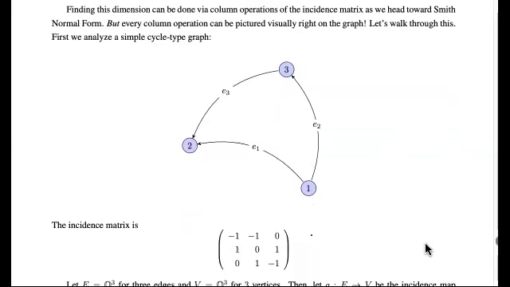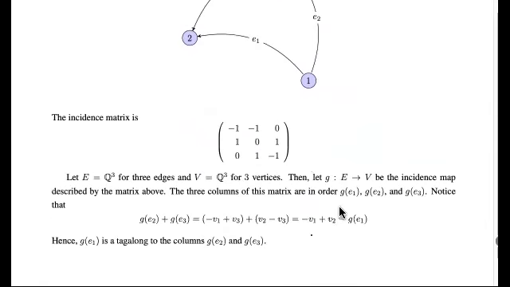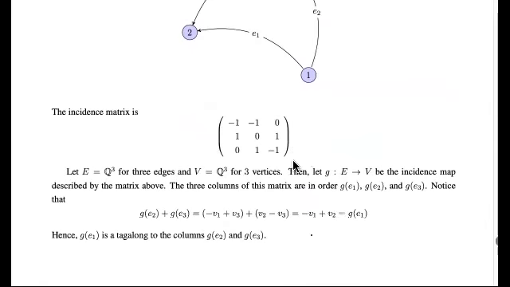So let's take a look at what happens when we find the Smith normal form of the incidence matrix associated with this graph right here, this digraph. So we have our different edges denoted here. And let's think about this incidence matrix as a vector space map. And then you can think of this as G of E1, G of E2, G of E3.